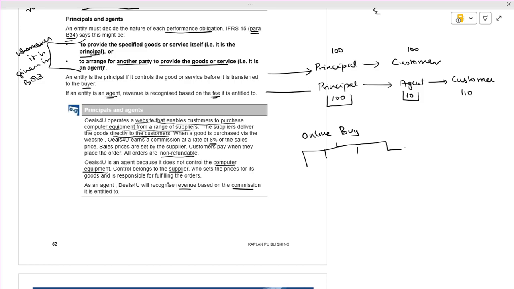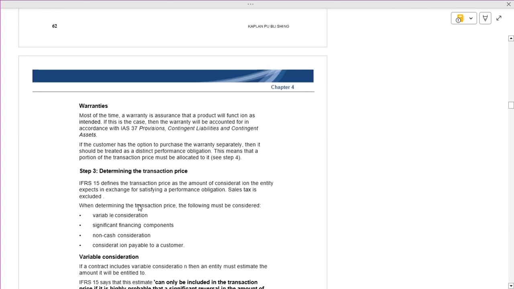What is the commission? What is the revenue for you? The revenue for you is only 8%. Okay, the revenue is only how much? Whatever commission you are getting, that is revenue for you. Got my point? This is what the concept says. It means you have to make sure how it is happening.